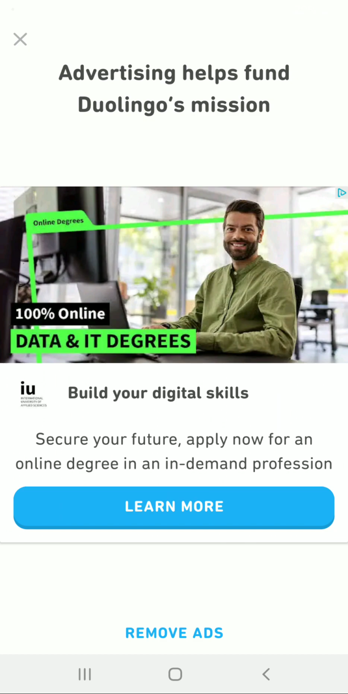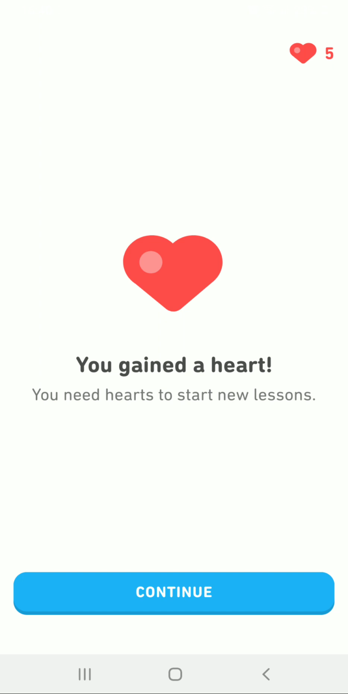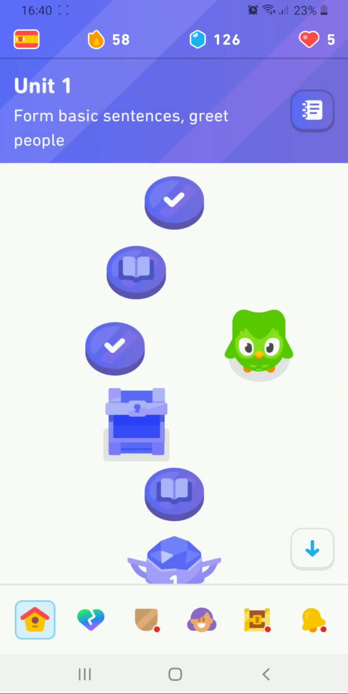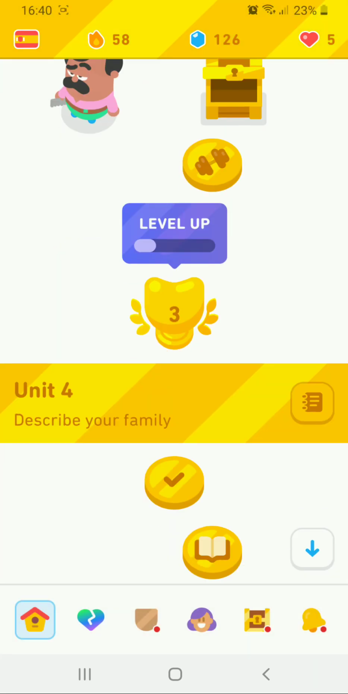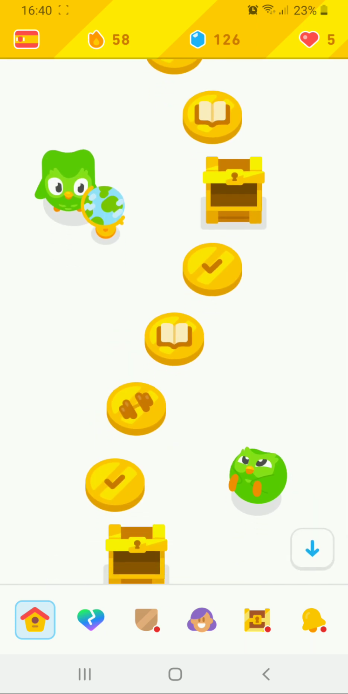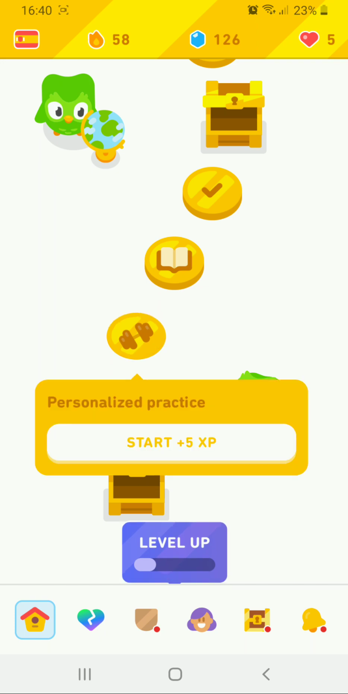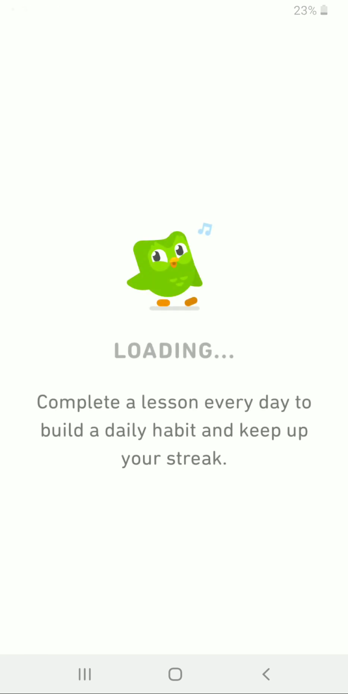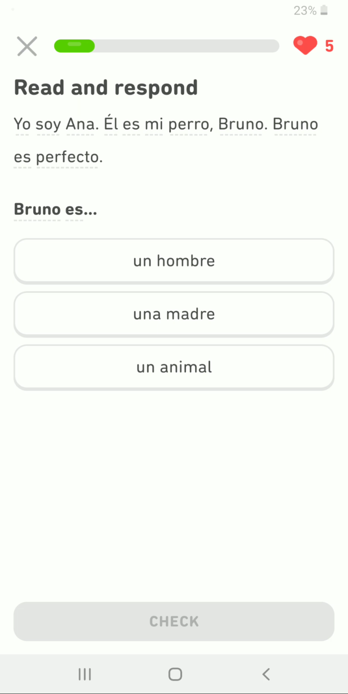Let me pause here. Yes, I earn another heart. So I do have 5 hearts now. I have plenty of hearts, and let's quickly get back to business. So we've reached this section, and we're gonna do this personalized practice just to make sure that we know everything about how to describe a family.